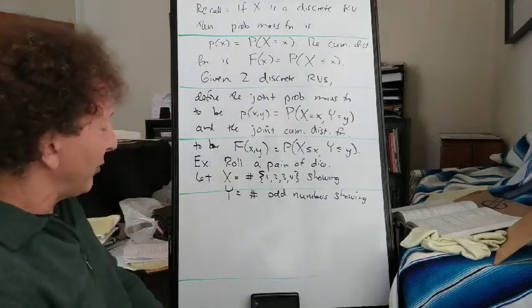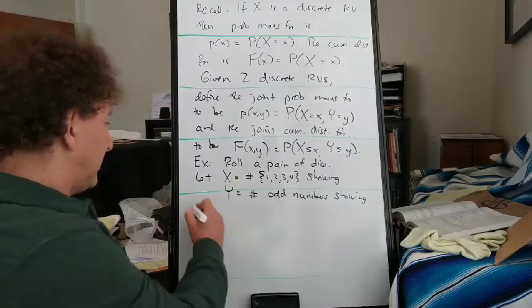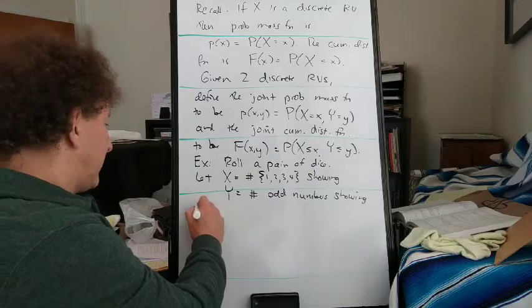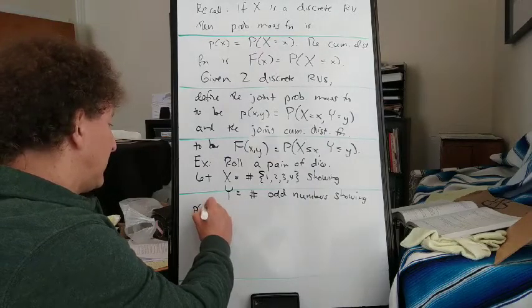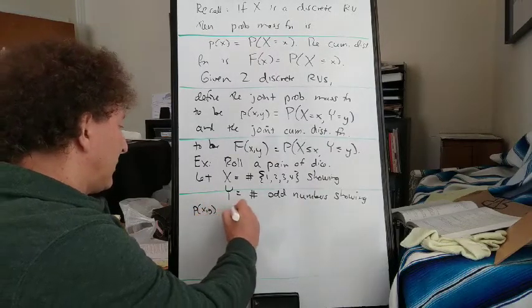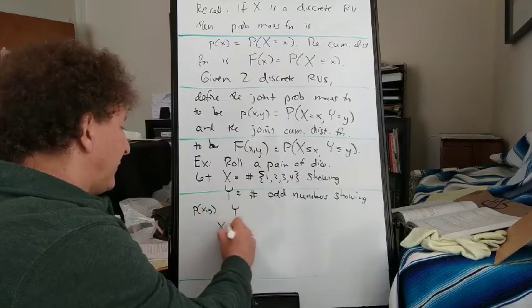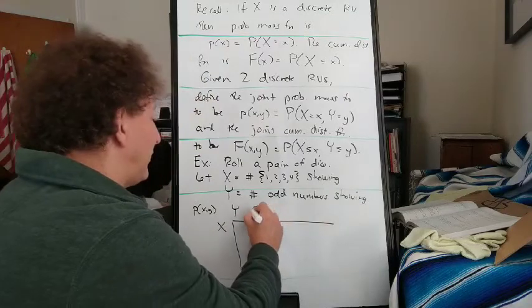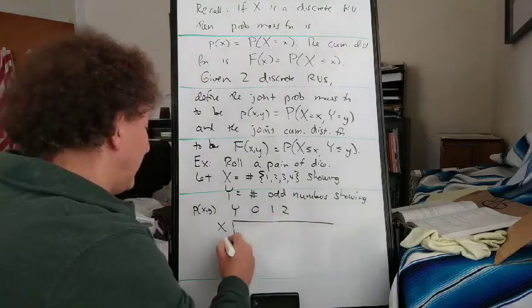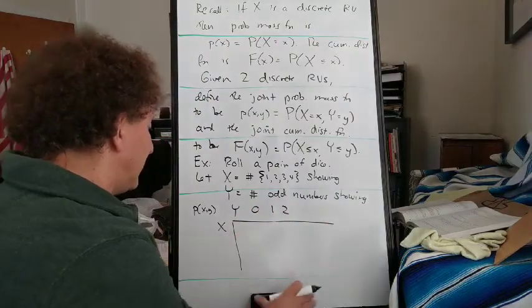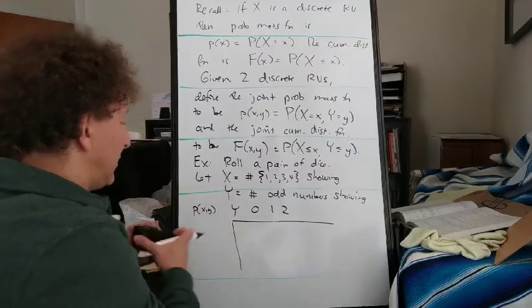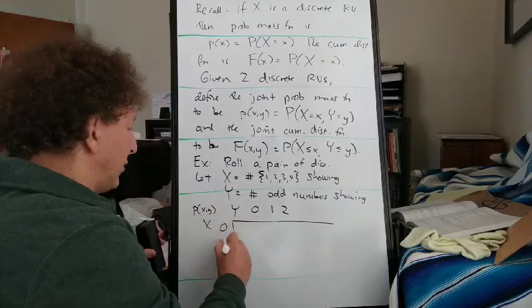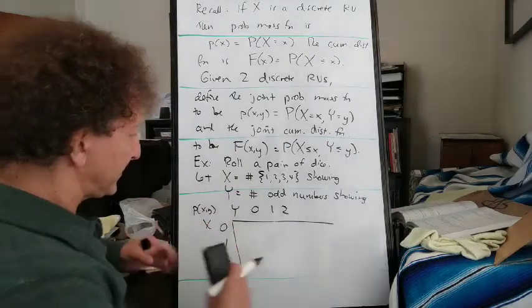So let's make a table for the joint probabilities. Let's put Y values up here and X values down there. Y could be 0, 1, or 2. X could be 0, 1, or 2.